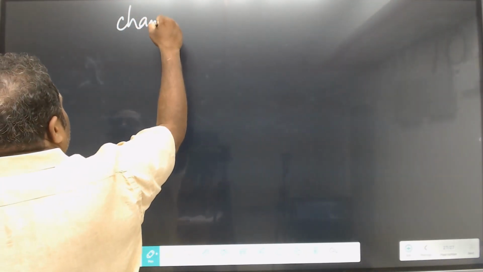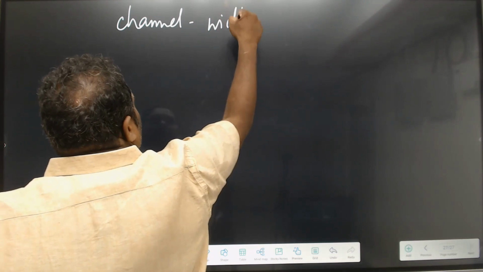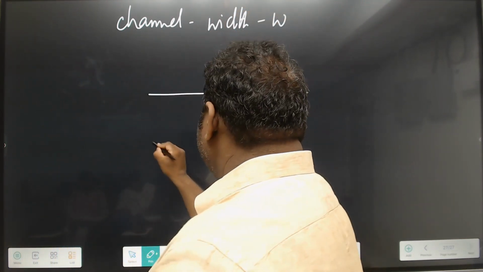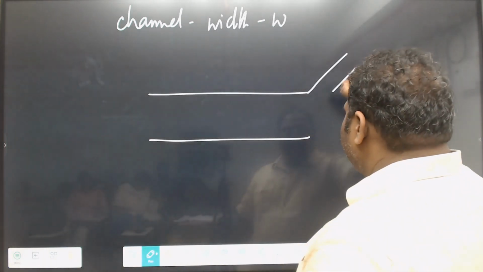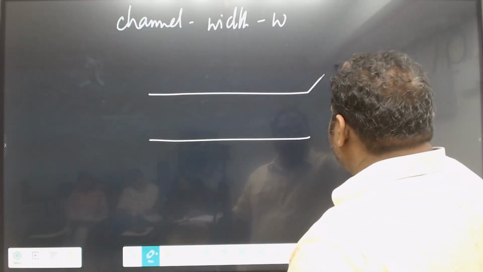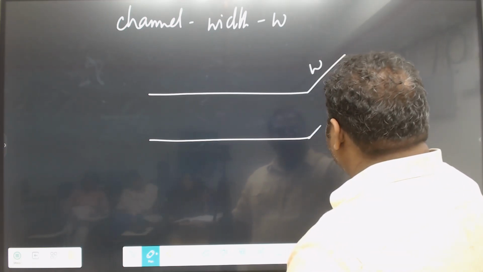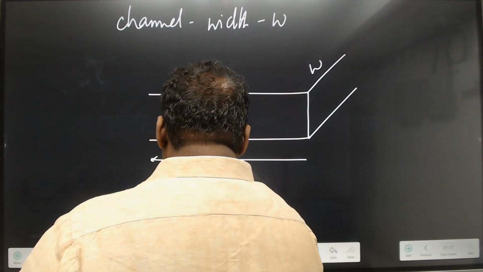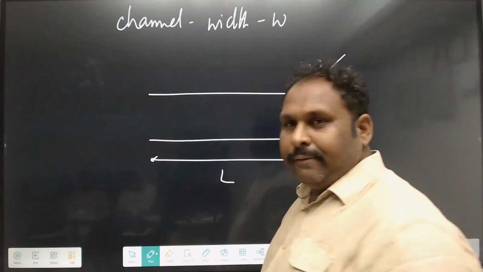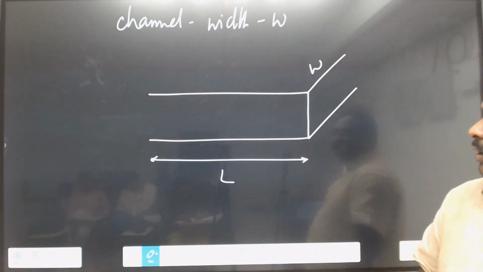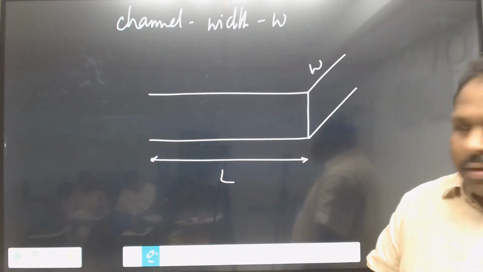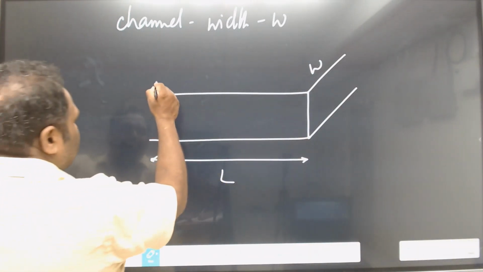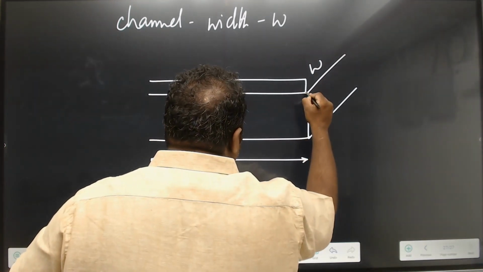Given that your channel has a width of W, and let this length be L, channel width and channel length, right? There is an oxide layer above this.